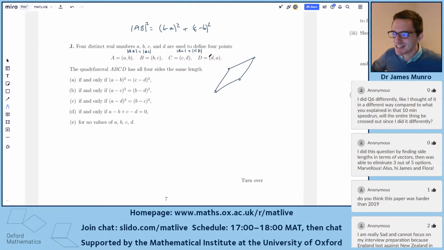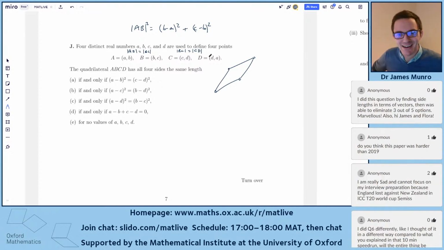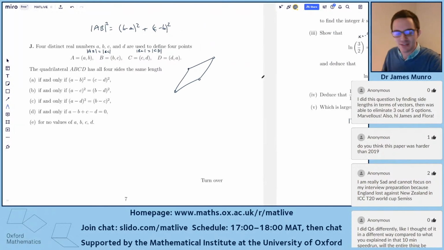Feels like it could be a rotation thing, but I haven't quite worked out how it works. So there's a puzzle still to solve here, I think. This question is hard, that's why it's 1J. Cool. Do I think this paper was harder than 2019? I think no. I don't think it was harder than 2019. 2019 was very hard. This is not a terribly hard question.